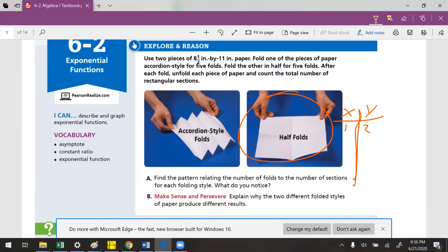1 fold, 2 folds, 4. But what if I were to fold it again? 3 folds. You're going to get 8. How about 4 folds? 16. 5 folds, 32, and vice versa. Or how about x folds? Notice how it doubles because you're multiplying by 2 each time.